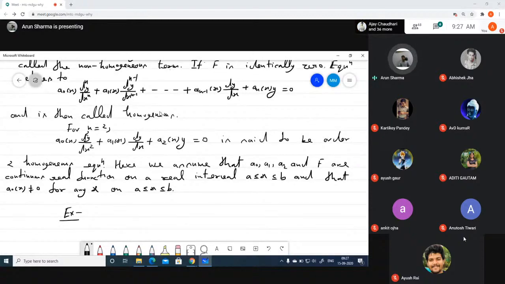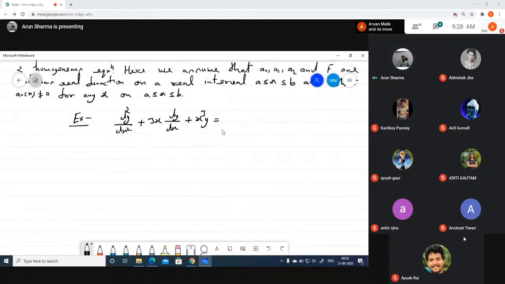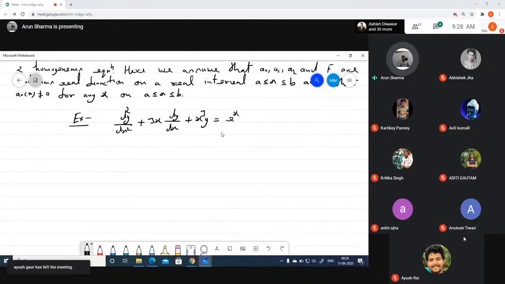So for example, if I take this d2y upon dx2 plus 3x dy upon dx plus x cube y equals e to the power x. Okay, so this is a linear ODE of the second order.